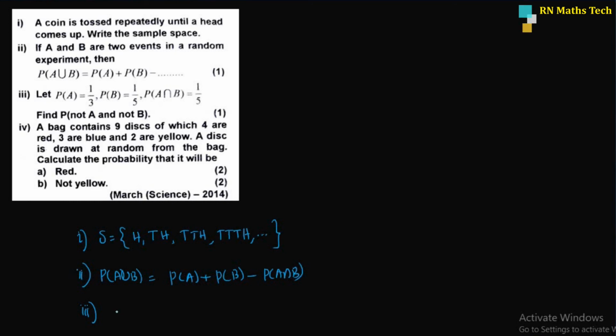Third one, P of A, P of B, P of A intersection B are given. Find P of not A and not B. So P of A dash intersection B dash is equal to 1 minus P of A union B, which is P of A plus P of B minus P of A intersection B. That's equal to 1 minus 1 by 3, which is 2 by 3.